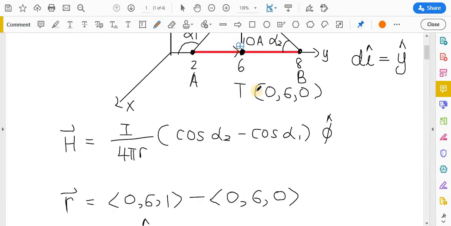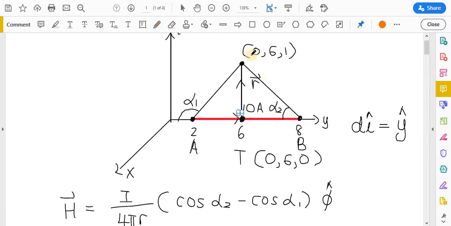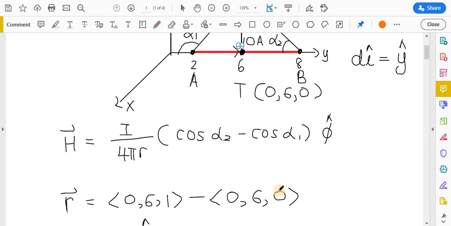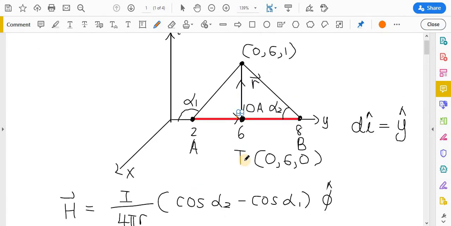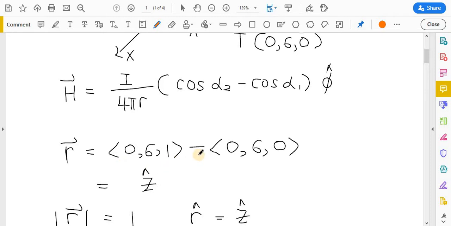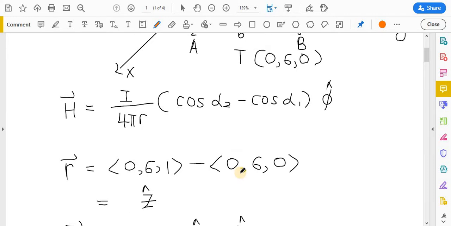In order to find the vector R, we have to determine the location, or the coordinate, of this point. The observation point is (0, 6, 1), so this point will be (0, 6, 0). When you subtract the source point, the point that has the current filament, from the observation point, you will get the vector R, which is equivalent to unit vector Z.